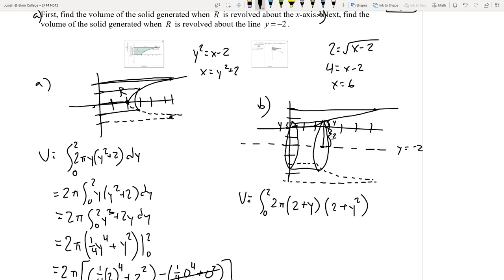Back when we were working with the disc and washer method, it changed everything because it changed the inside radius and the outside radius. Here, if we pick a different line to rotate about, it only changes the radius of our cylinder, not the height. So that's another cool thing about the shell method.